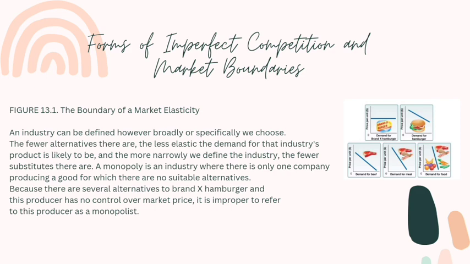A monopoly is an industry where there is only one company producing a good for which there are no suitable alternatives. Because there are several alternatives to brand X hamburger, and this producer has no control over the market price, it is improper to refer to this producer as a monopolist.